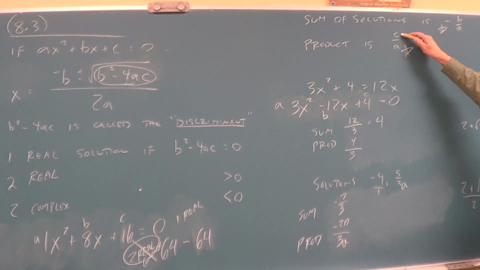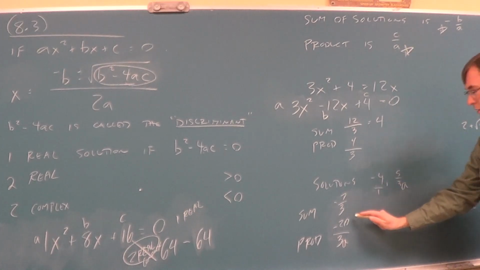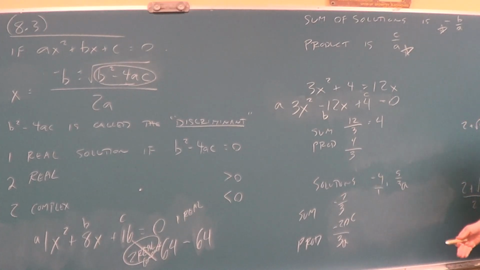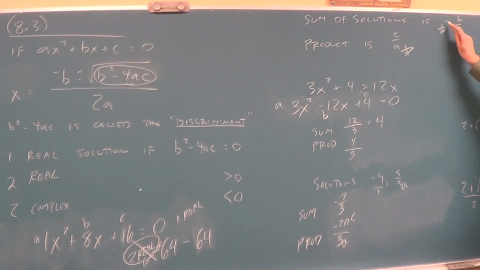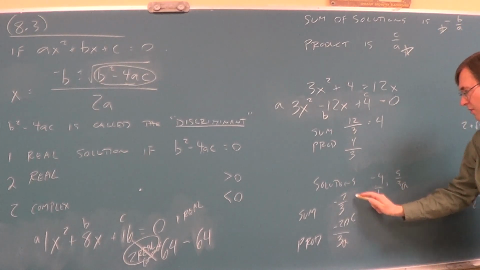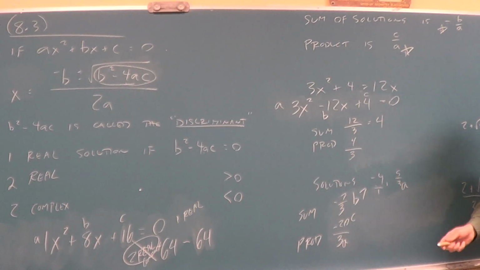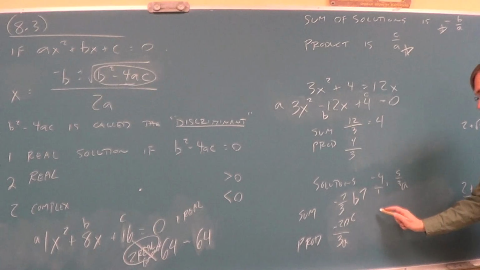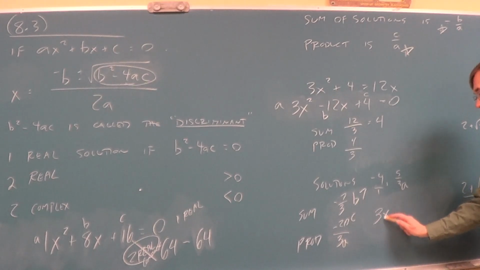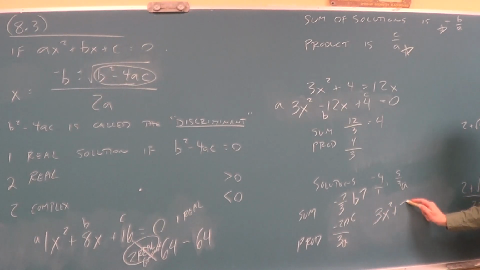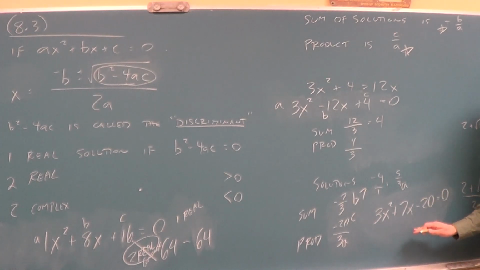The top of the product fraction tells us c. So negative 20 is c. The top of the sum fraction gives us the opposite of b. So this sum fraction would tell us that the b is actually positive 7. And then we can write our equation. A goes with x squared. The b goes with x. The c stands alone. And every equation is going to equal 0.